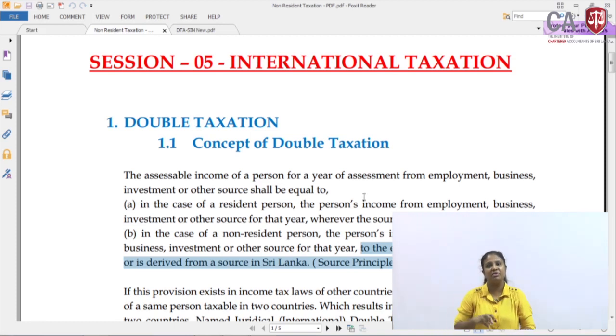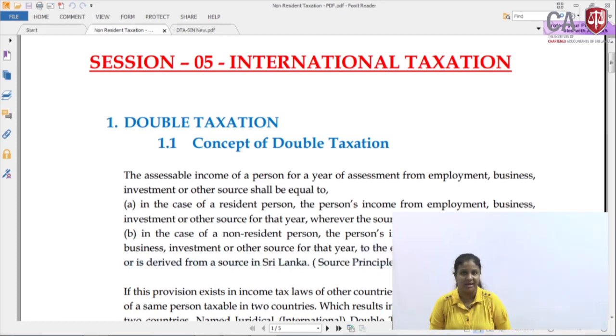Now, due to having these two concepts, if the same concept is in the other country, the person non-resident in our country will be resident in their country, and being a resident person of that country, his global income will be taxed in that country. Then for the source of payment in our country, he has made the payment and will again be taxed in his country due to this global income taxation. Clear?